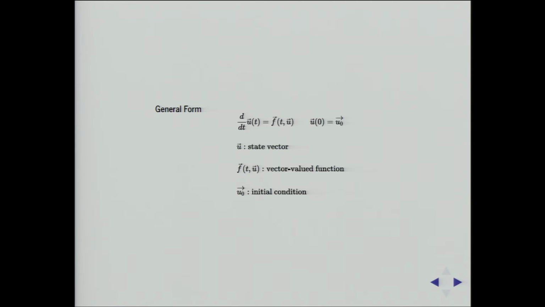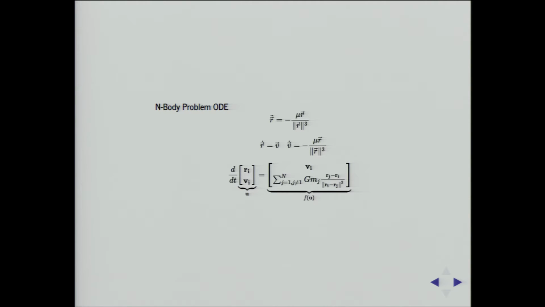So this is the most general form of our initial value problem. We have our state vector here. We have our vector-valued function at the right-hand side, and we have our initial conditions. So if we want to write our two-body problem ODE in the form that we saw in the previous slide, we have a second order ODE here that we want to rewrite as a system of coupled first order equations.